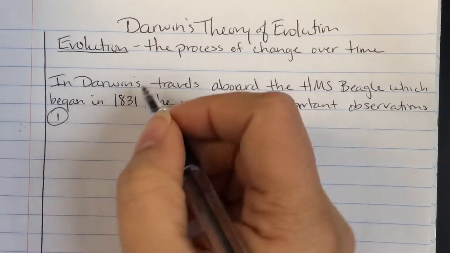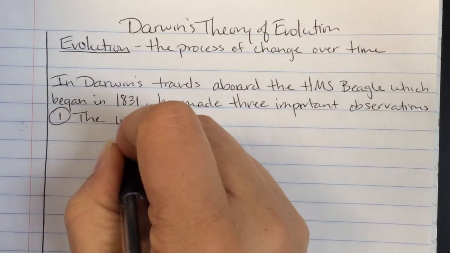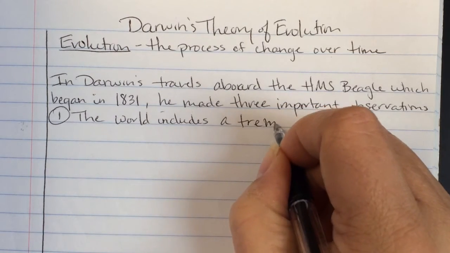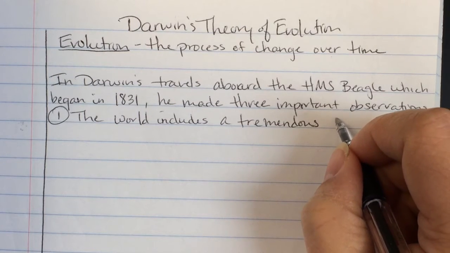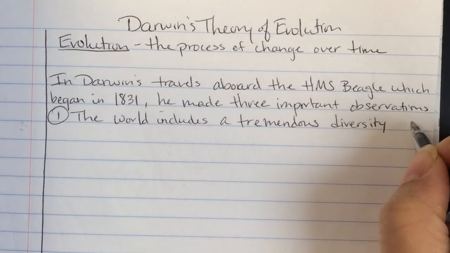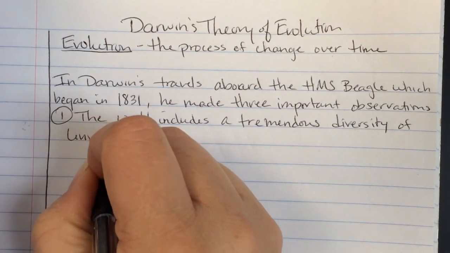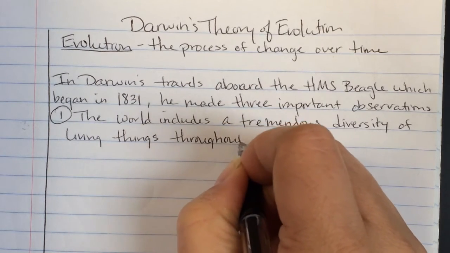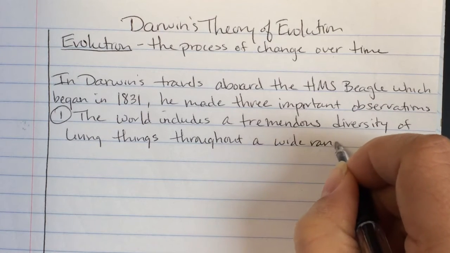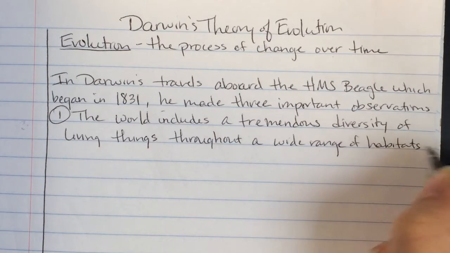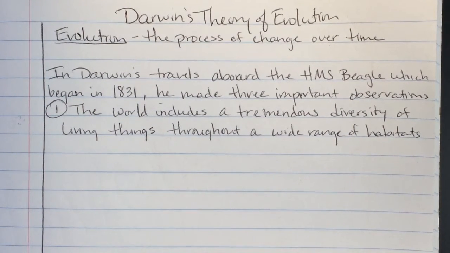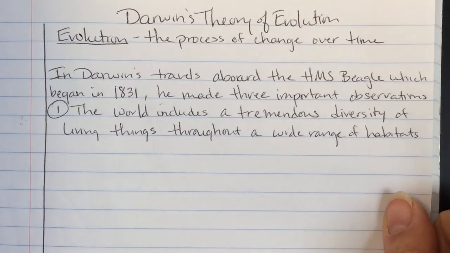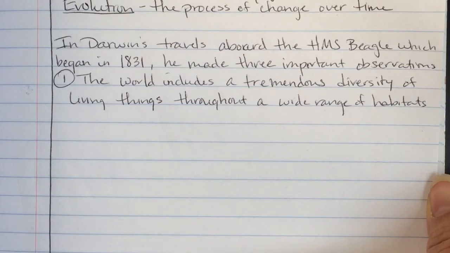So, our first one. The world includes a tremendous, means a lot, of diversity of living things throughout a wide range of habitats. So it was really cool when Darwin was aboard the Beagle, this great big boat. He traveled the world and he saw all sorts of neat things, but he was able to compare those things and be like, wow, I see this on this continent, but over here there's a completely different thing or something very similar. I wonder if they're related.